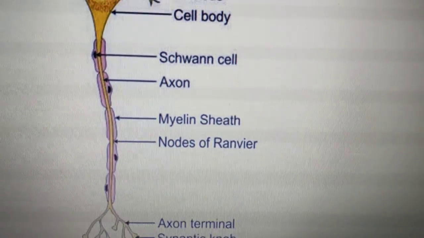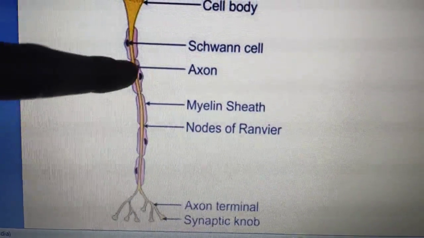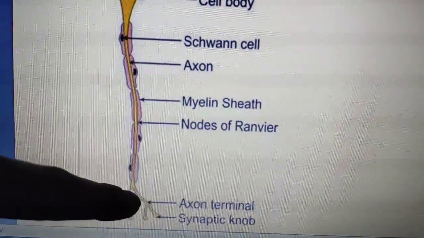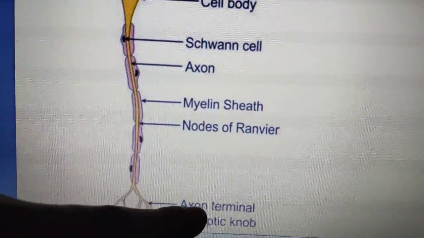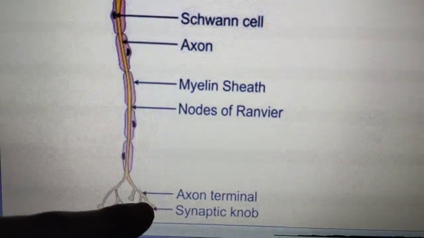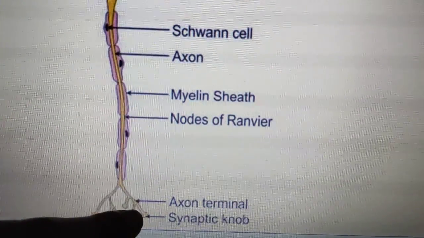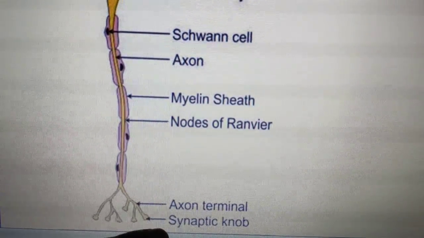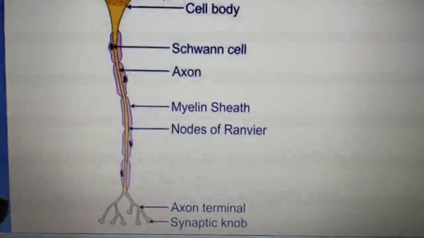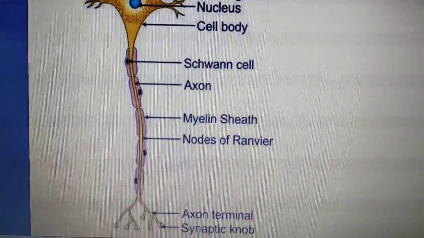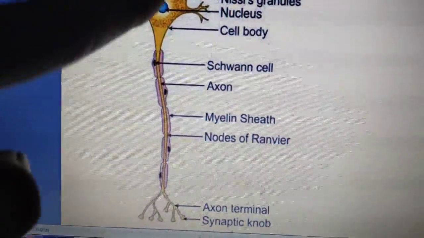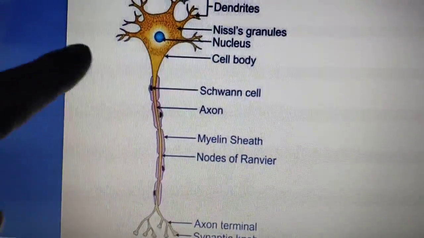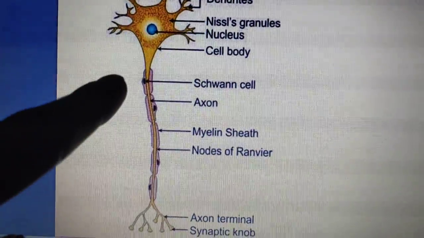Yes. Then the ending of the axon we call the axon terminal. The tip of the axon terminal we call the synaptic knob. In further slides you will see the synaptic junction. What do you mean by this? Between two cells. See, there are about 20 billion cells in the brain.